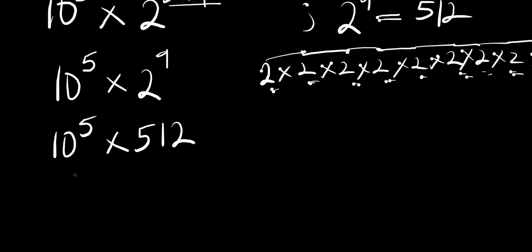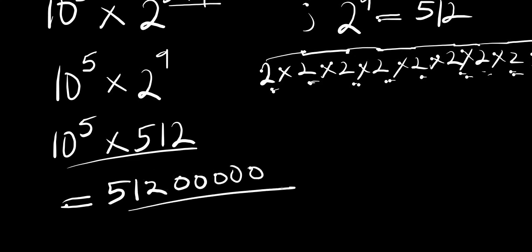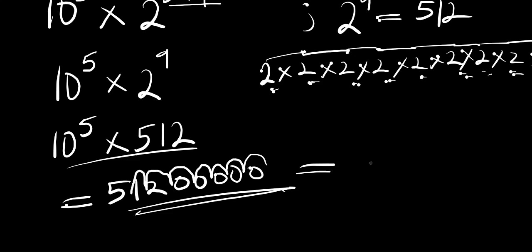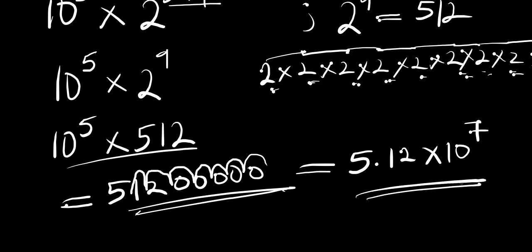So if you multiply this out, you are going to have 512. Then you count 1, 2, 3, 4, 5 zeros. And you can as well rewrite this in terms of standard form. So you simply count 1, 2, 3, 4, 5, 6, 7. So this is equivalent to writing 5.12 times 10 raised to the power of 7 in standard form. So this becomes our final answer. So we can leave it here.